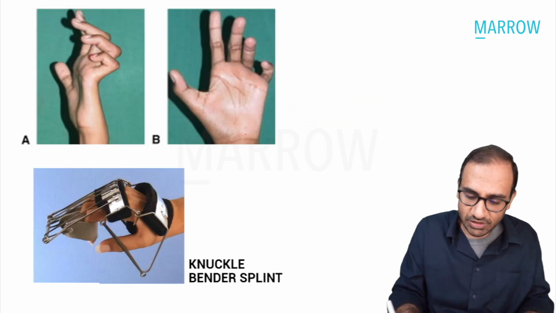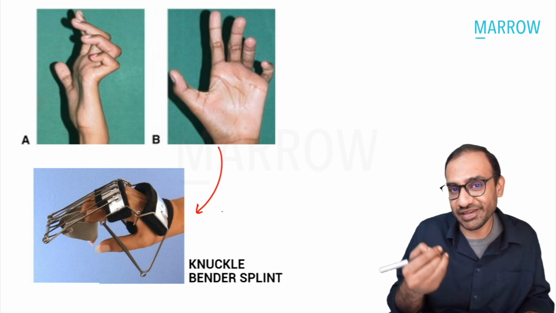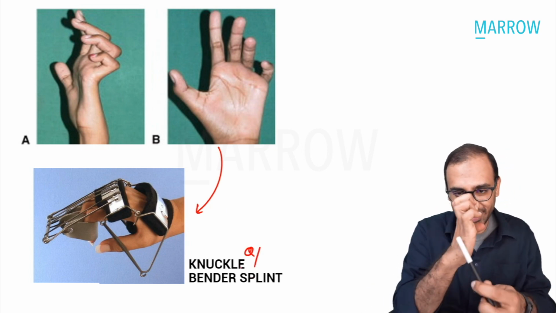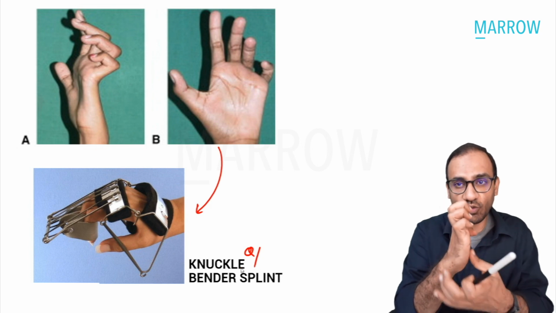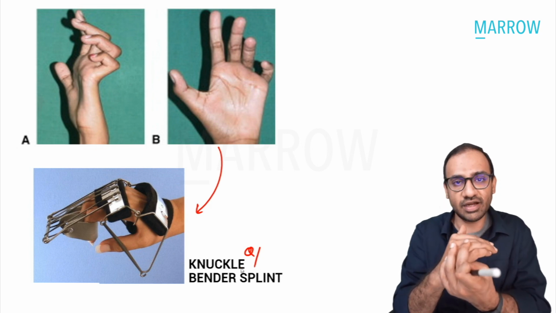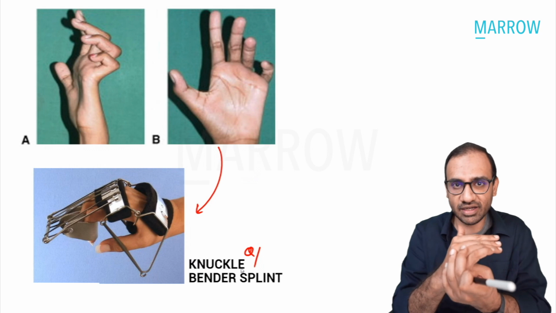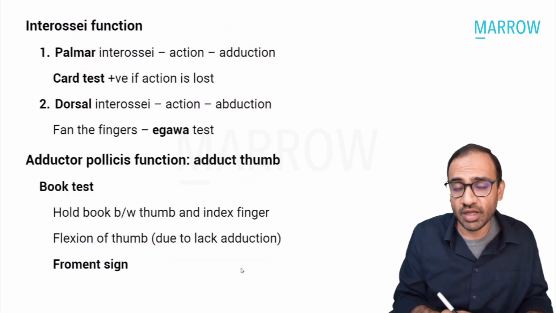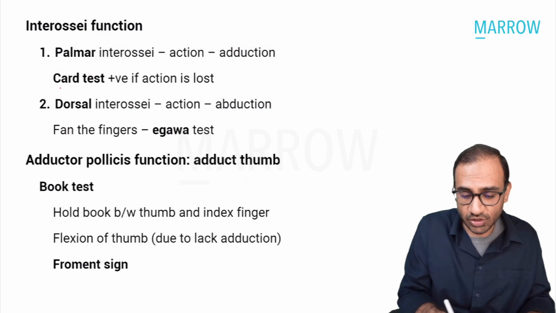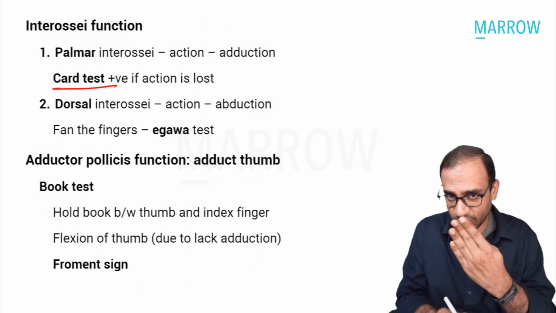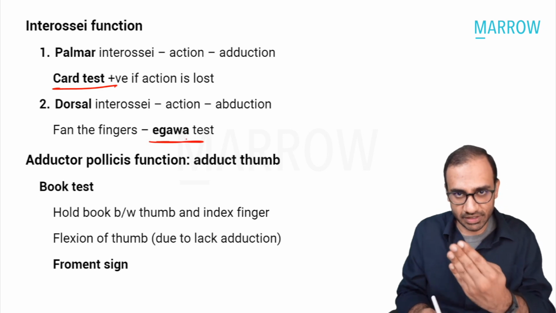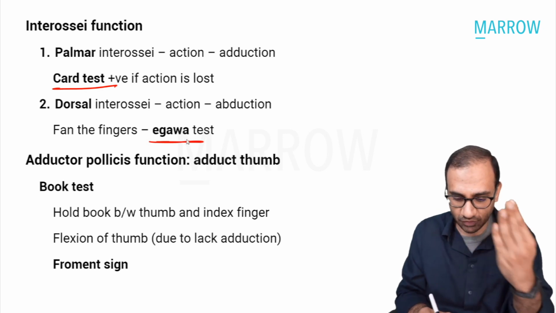So this is your partial claw hand, and the splint that you use in claw hand, please remember, is the knuckle bender splint, because there is claw, the knuckle that is the MCP is extended. You would want to flex the knuckle, so bend the knuckle. Knuckle is extended, bend the knuckle: knuckle bender splint. The test that you perform to diagnose ulnar nerve injury is your CART test, which helps you test the palmar interossei, and the Igawa test, which helps you test the dorsal interossei for abduction of the fingers.